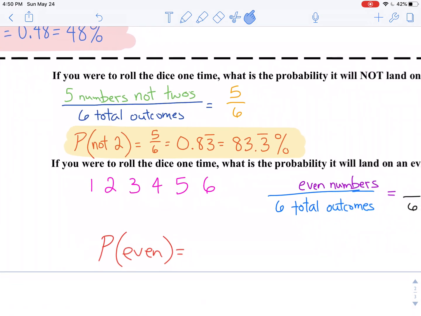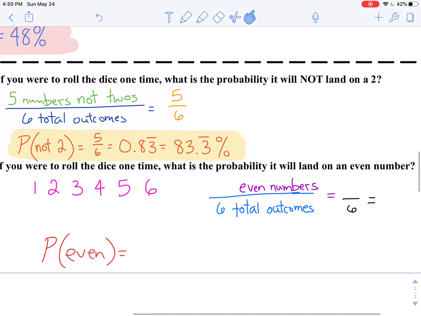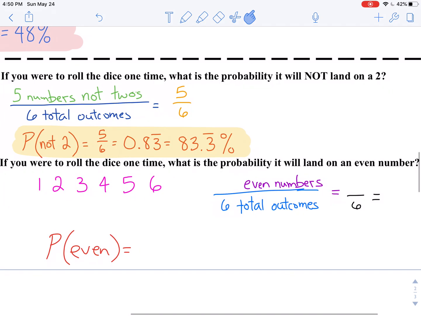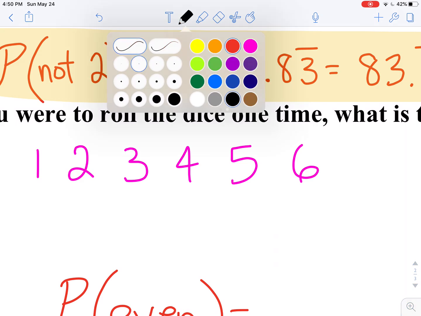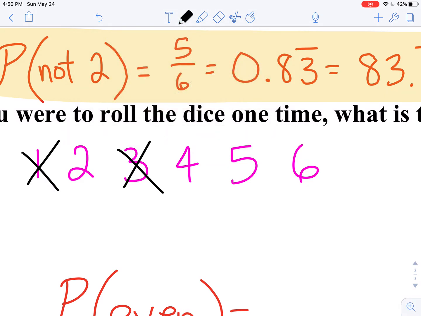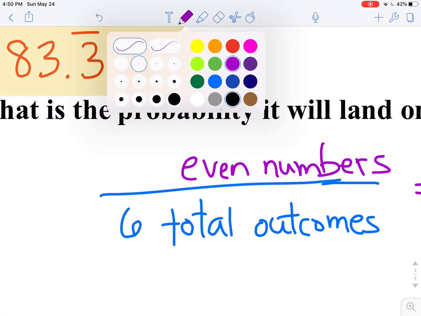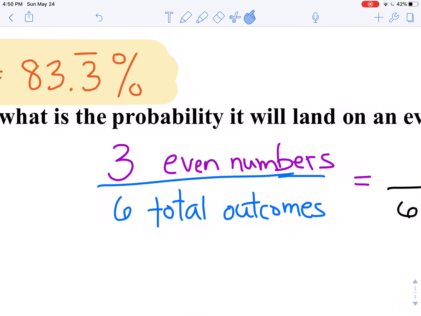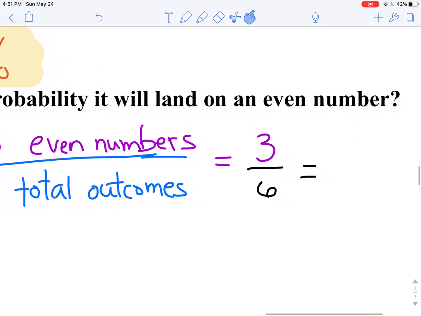Okay, the very last one. If you were to roll the die one time, what is the probability that it will land on an even number? So again, I wrote out all the outcomes. 1, 2, 3, 4, 5, 6. I want an even number this time, so I'm going to cross out the odd. So 2, 4, and 6 are left. So there are 3 ways that I can get an even number. So I'm going to write that on top. There are 3 even numbers. All right. So that is the fraction 3/6, which you all know is the fraction 1/2.